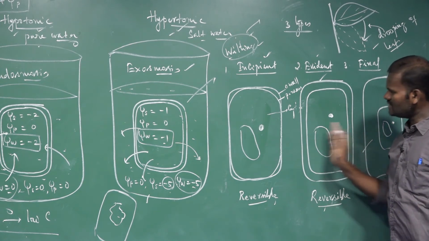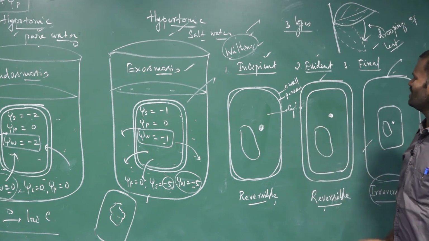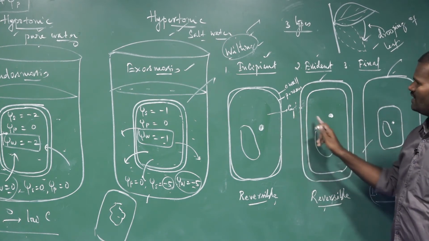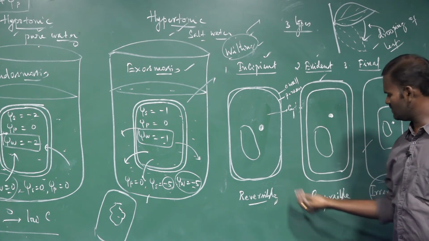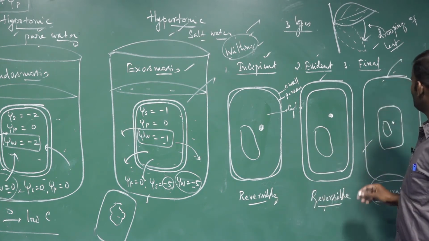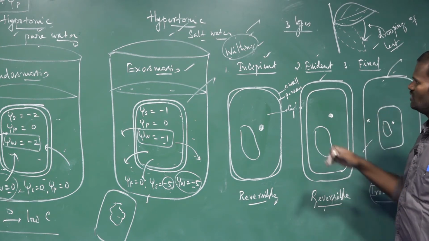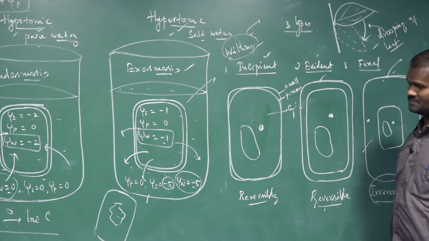So, what is the major difference between final plasmolysis and incipient and evident plasmolysis? Both incipient and evident plasmolysis are reversible. They regain the water again. But in final plasmolysis, they cannot regain the water, which leads to the death of the plants. So these are the three types of plasmolysis.